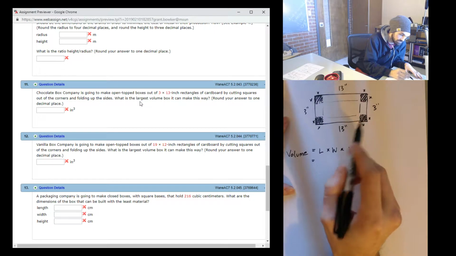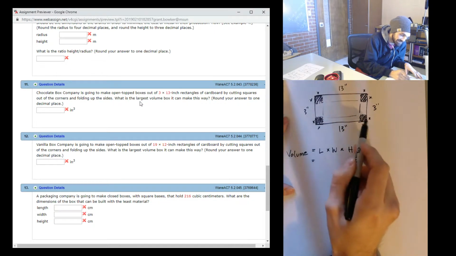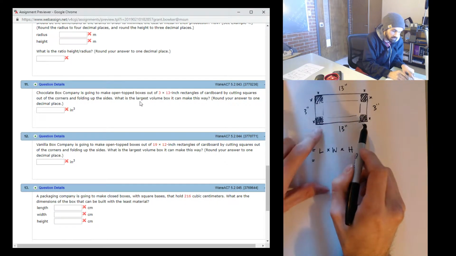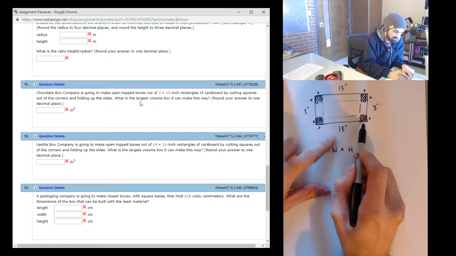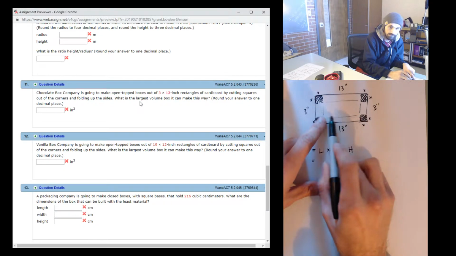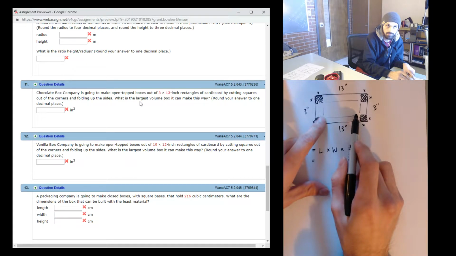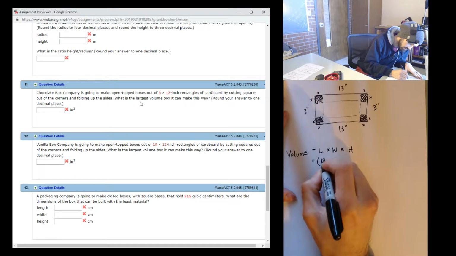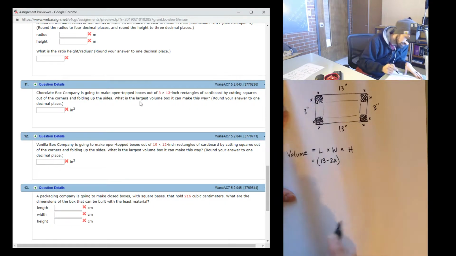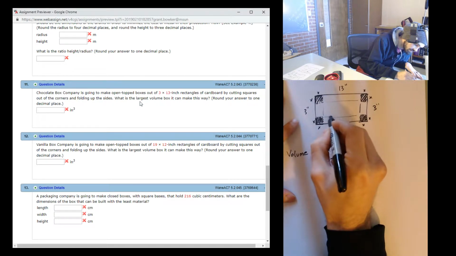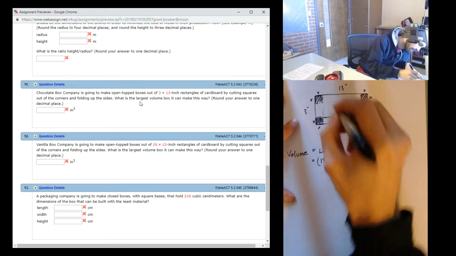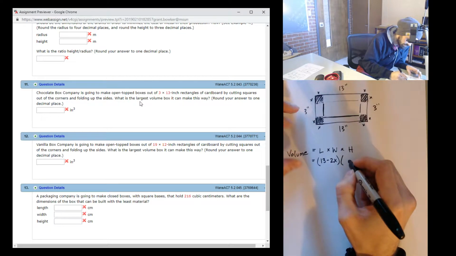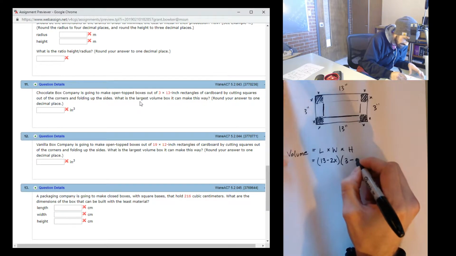So the original side length of the rectangle was 13. However, when we cut out these corners, we will get 13 minus x as the side length of the open-topped box. So the length is going to be 13 minus 2x. That would be this dimension here. And then this dimension here, as you might anticipate, well, that's going to be 3 subtract off 2x's.